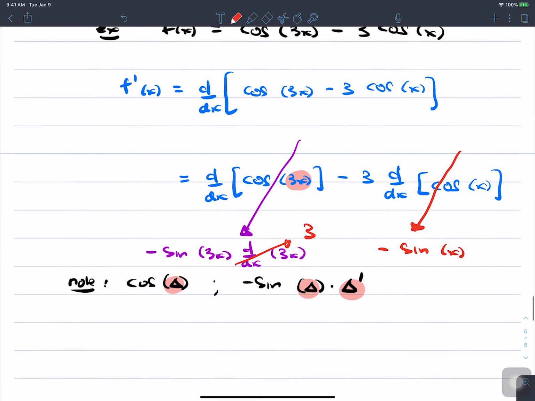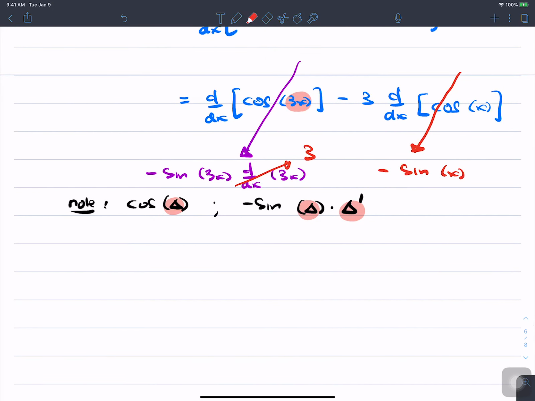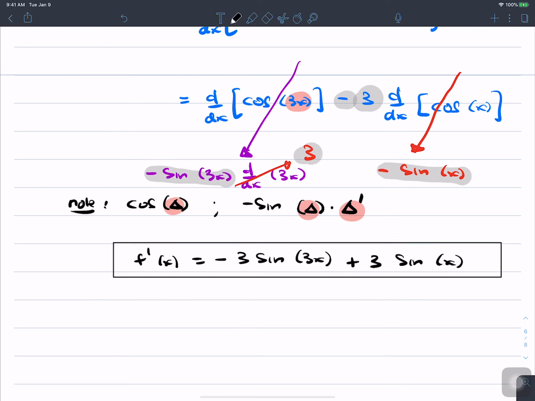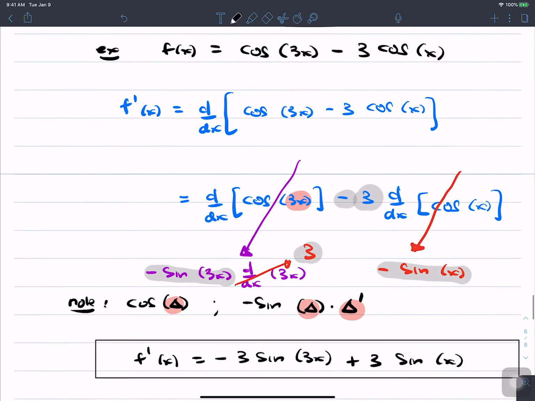So this is what we have all together here, right? Be careful. It's minus sine 3x times 3 minus 3 minus sine x. So everything in gray is the derivative. I'm going to write it down as an answer here. Minus 3, we put the constant first, minus sine 3x. And then minus the minus makes that plus 3 sine x. Pretty good.